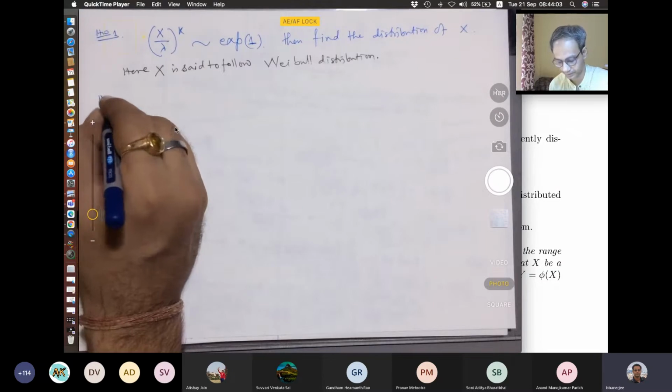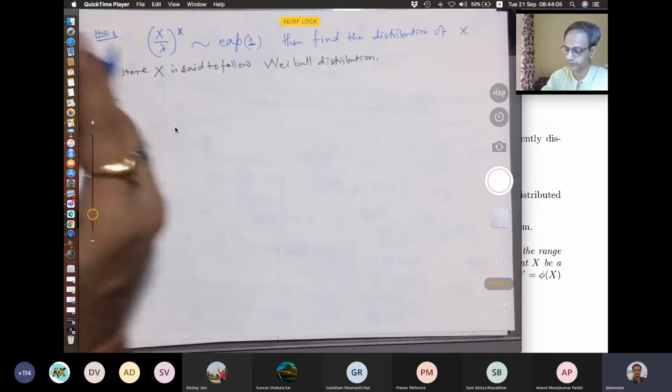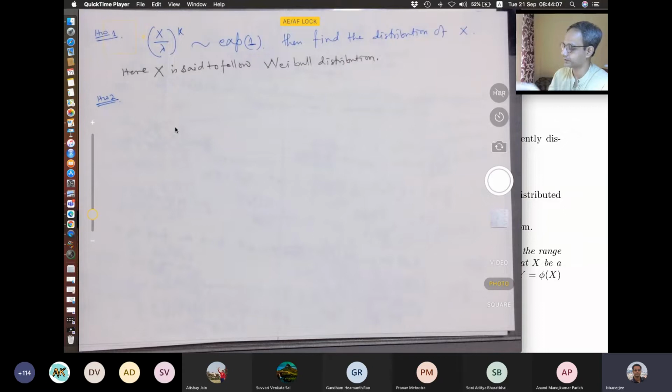And then homework 2, another interesting homework, is this.